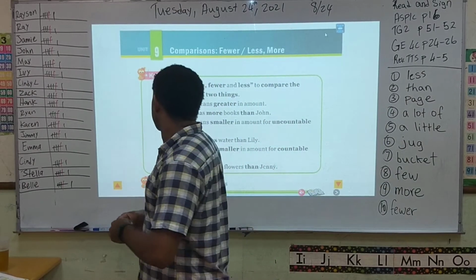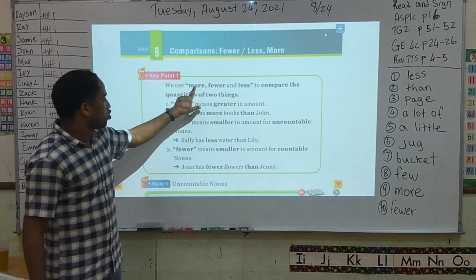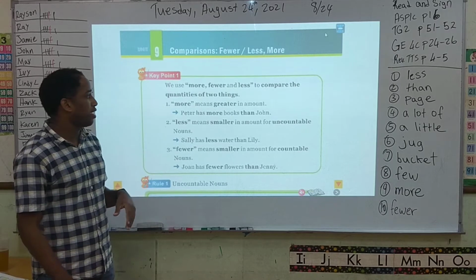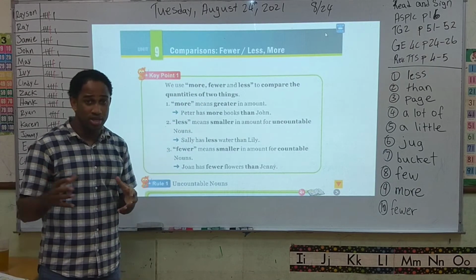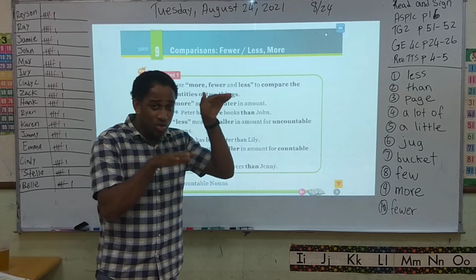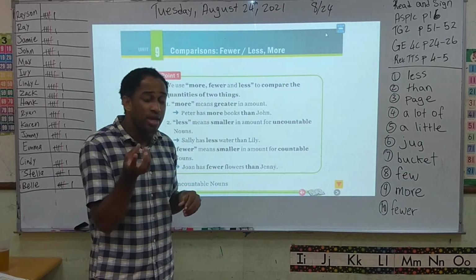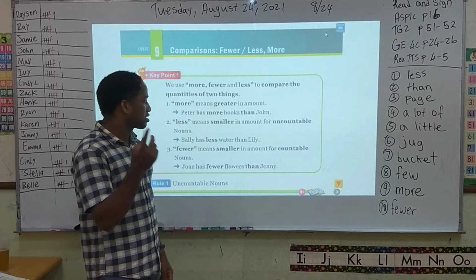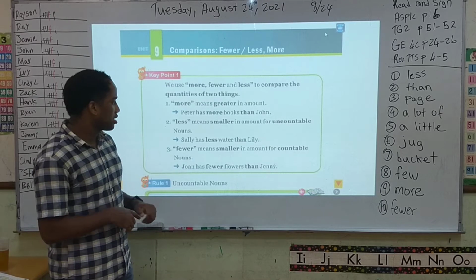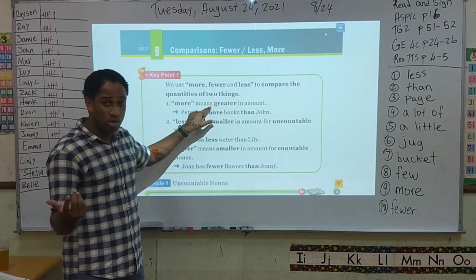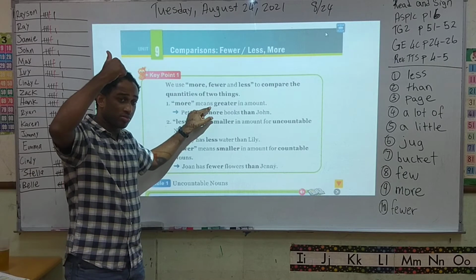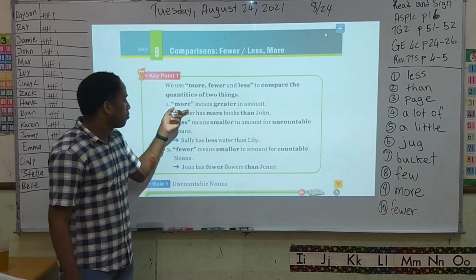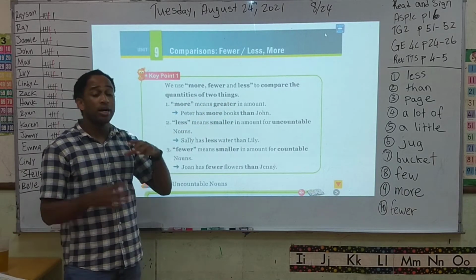Good. So today we're going to learn about more, fewer, and less. These words are used to compare the quantity of two things. For example, fewer and less mean that you have very little. More means that you have more, greater in quantity. Less and fewer mean it's lower. So more means greater in amount.